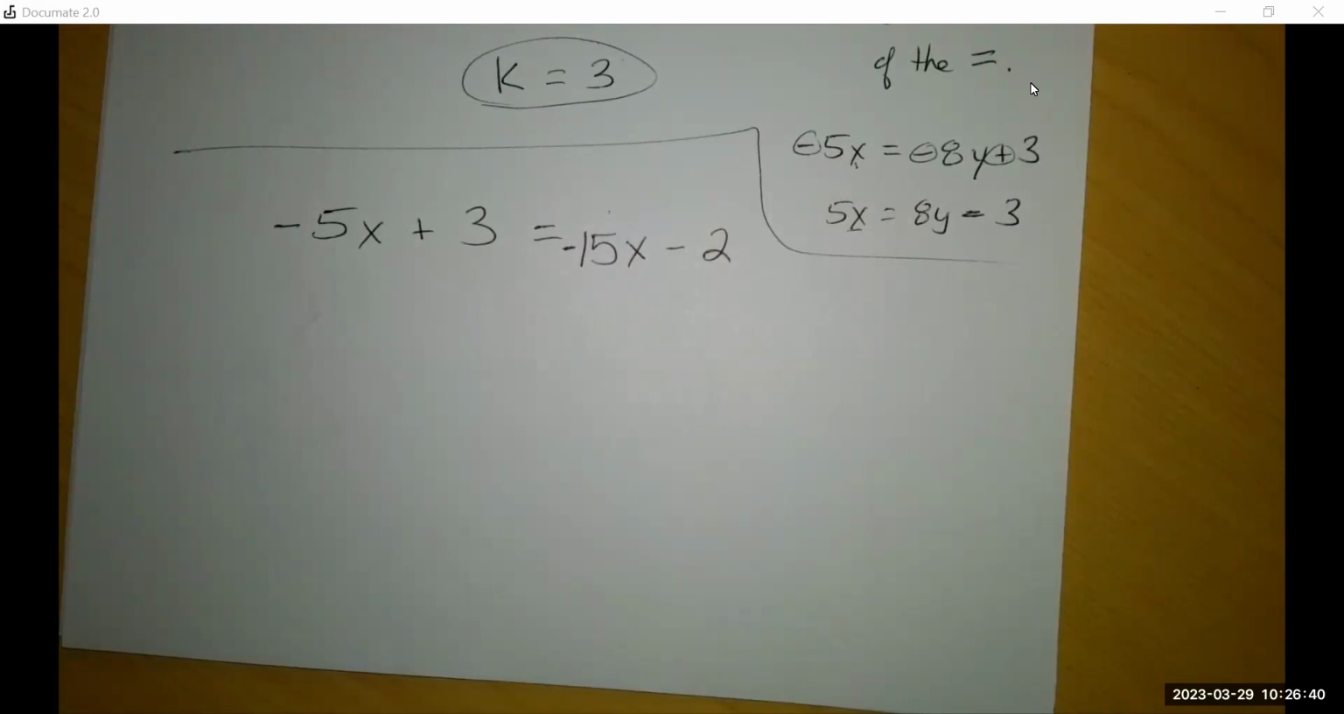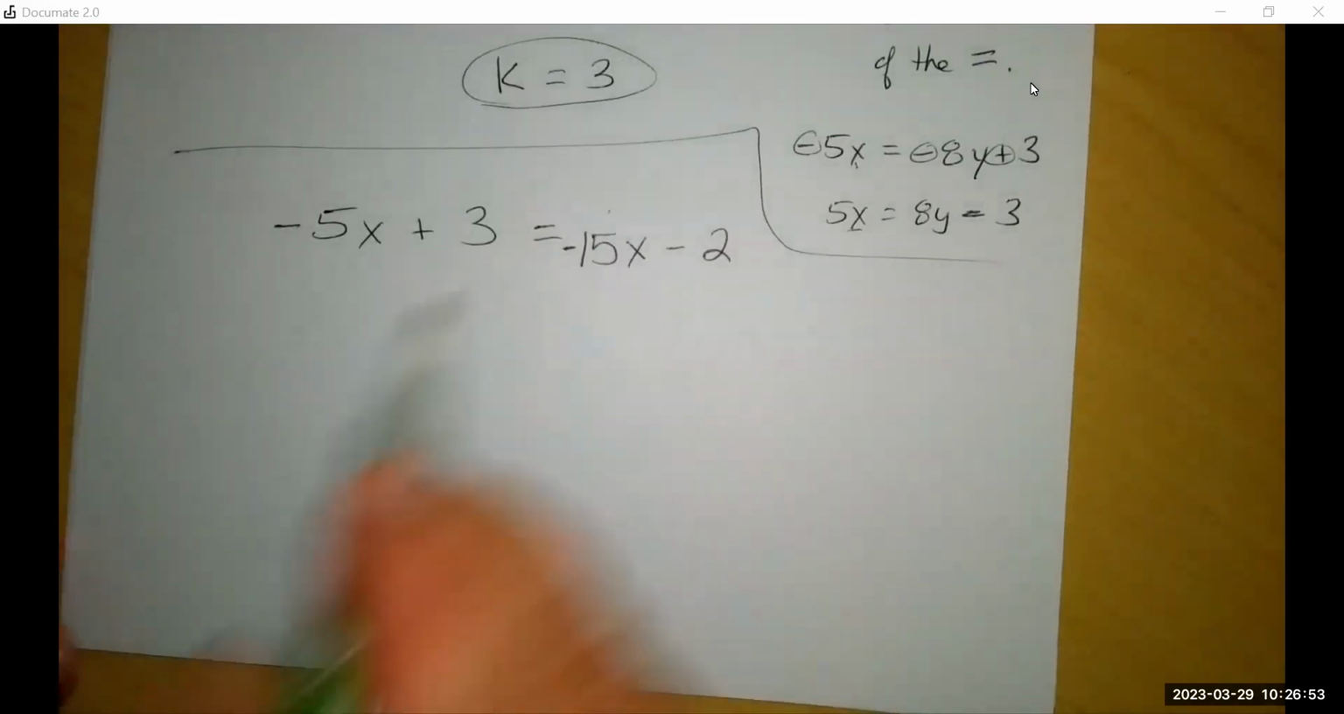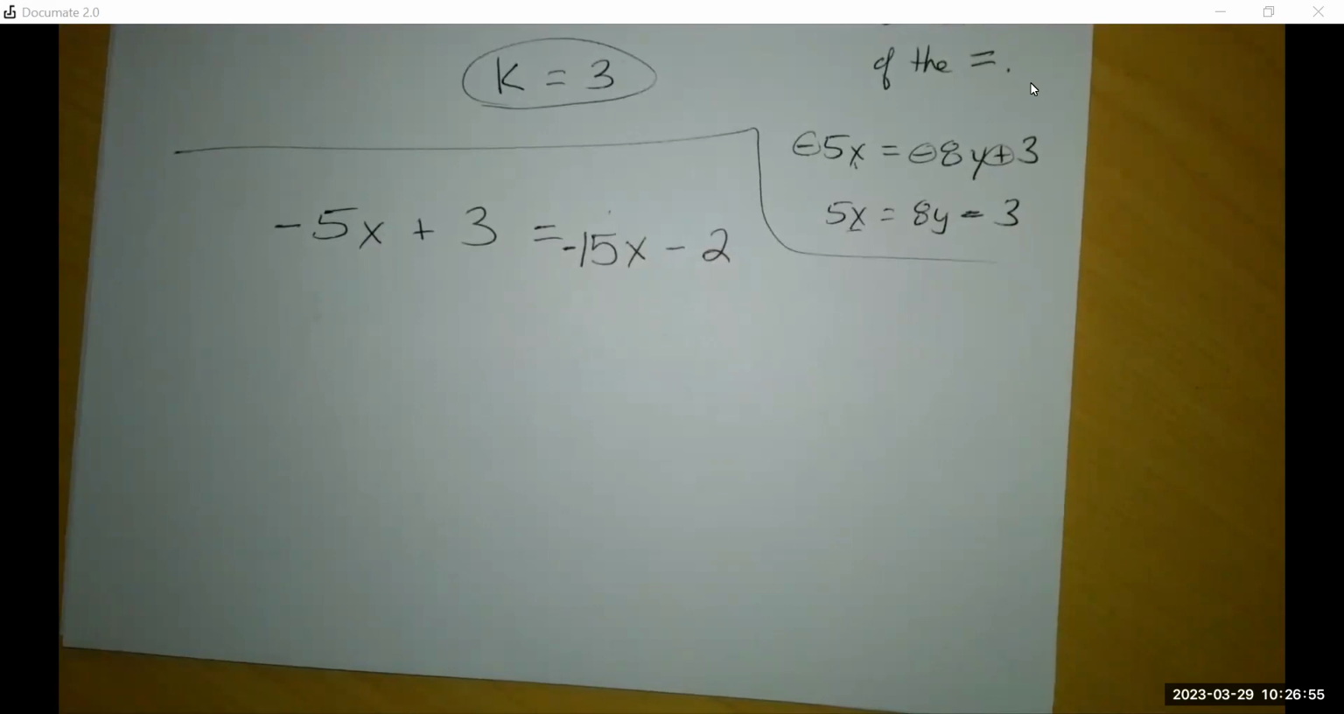Let me ask you again. Which one's farther to the left on the number line? -5 or -15? -15 is smaller. Whatever is farther to the left is smaller. -15 is smaller than -5.